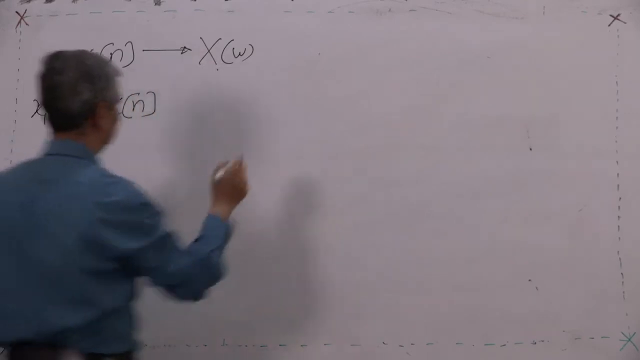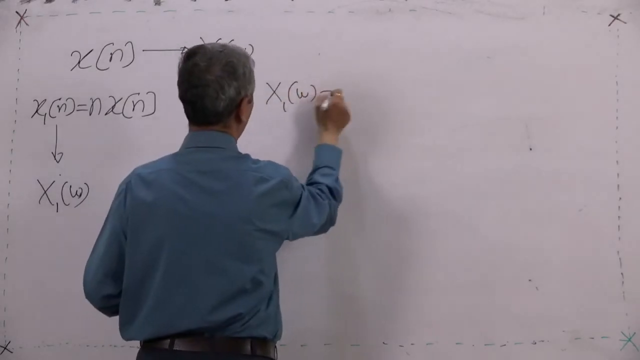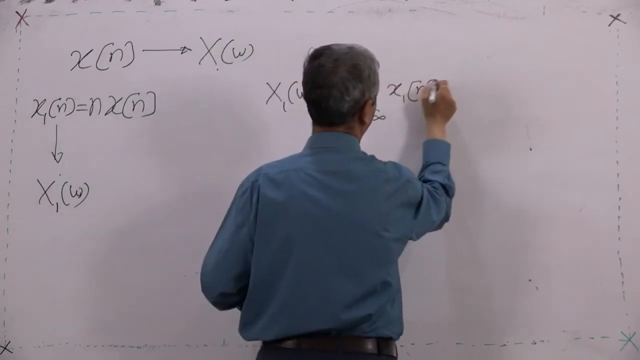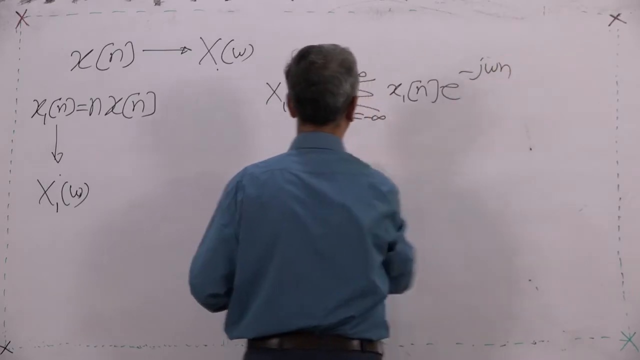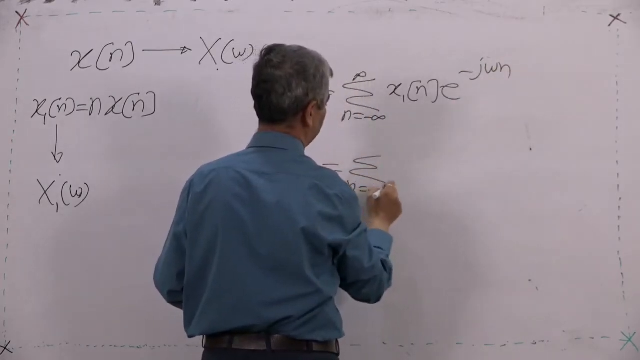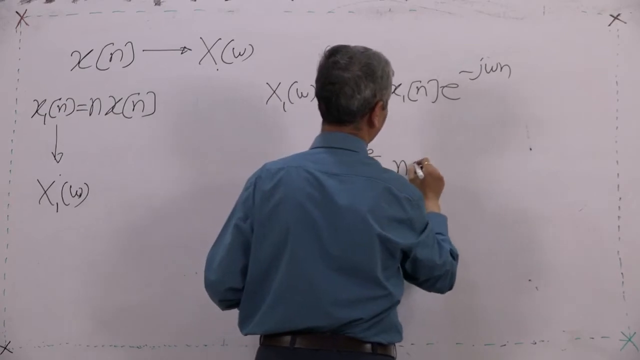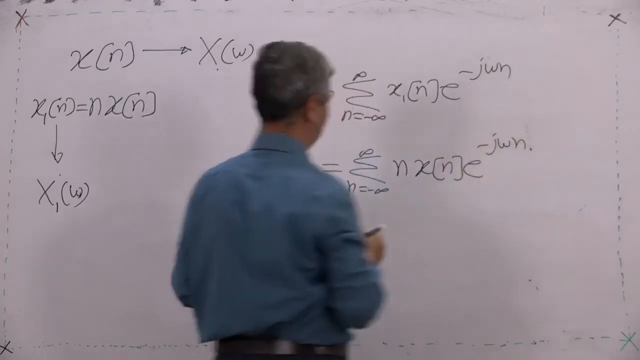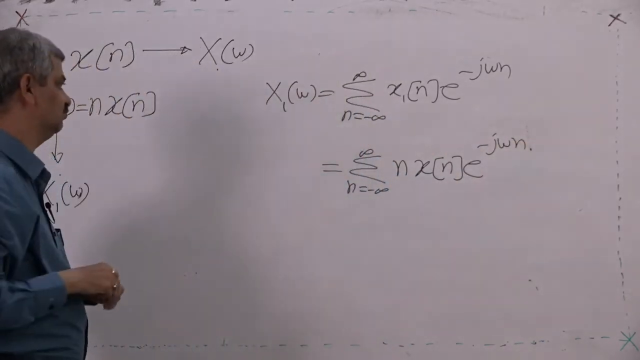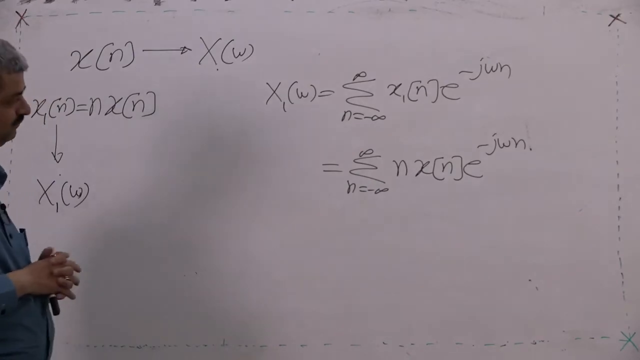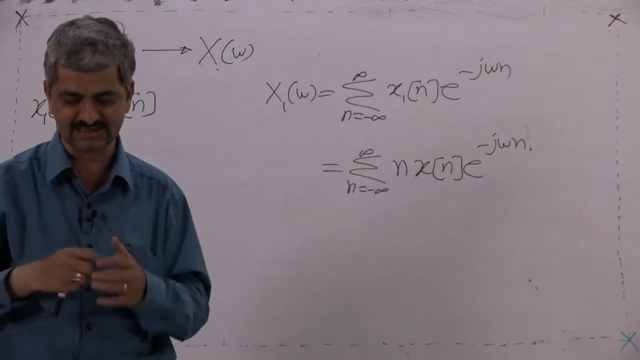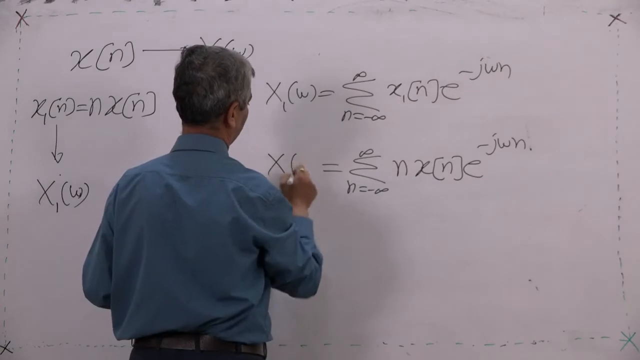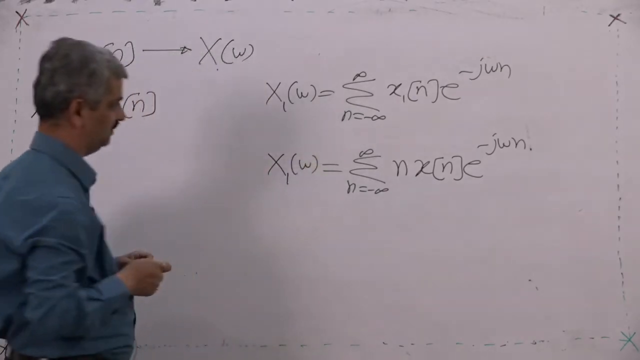So we go by the standard method. x1 of omega is equal to summation n equal to minus infinity to infinity x1 of n e raised to minus j omega n, that is equal to summation n equal to minus infinity to infinity n x of n e raised to minus j omega n. So what does this n x of n correspond to? This is x1 of omega.